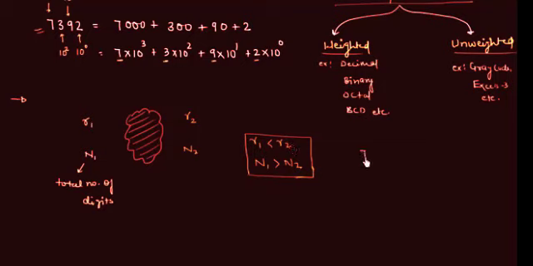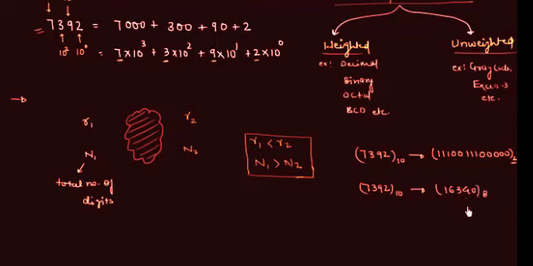For example, 7392 is the decimal number which is used to represent the quantity. Then in binary, the quantity is represented by 1110011100000. So you can clearly see the number of bits are way more as compared to the number of digits in decimal, because base of binary number system is 2 and 2 is smaller than the base of decimal number system.